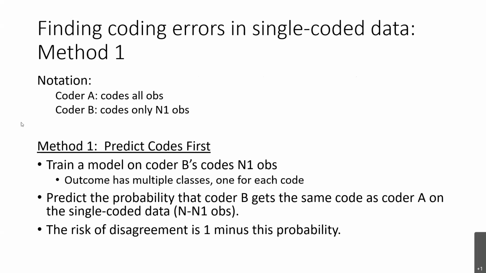I have said fairly casually, we train the model on coder B's codes. This assumes that you have translated the text into variables, into n-gram variables, and I'll talk about that for a second. And the model that we actually use is a statistical learning or machine learning model. It's support vector machines, but the method is fairly robust, as we shall see later.